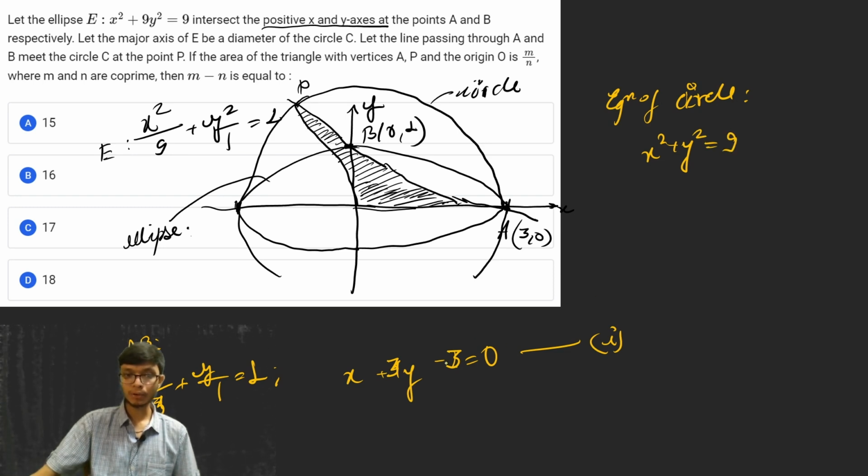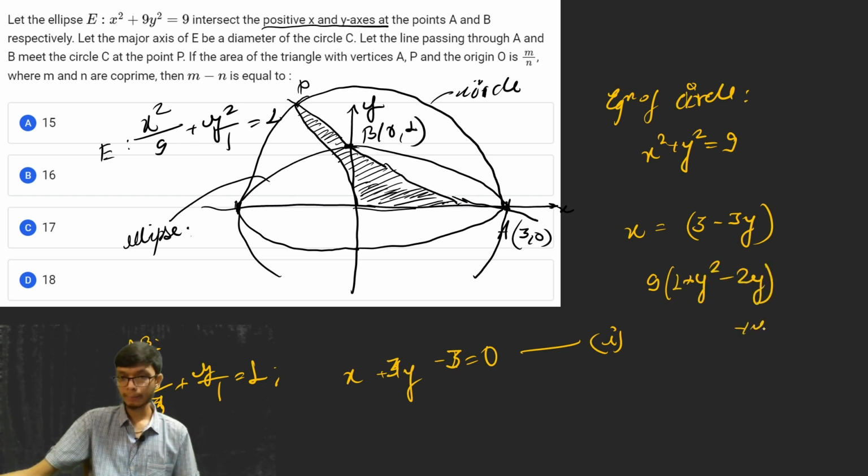And if the line AB intersects the circle, then if I put x is equal to 3 minus 3y, I will get 9 minus 1 plus y square minus 2y, plus y square is equal to 9. So from here 9 and 9 get cancelled, and this will be equal to y square, 2y square is equal to 2y.